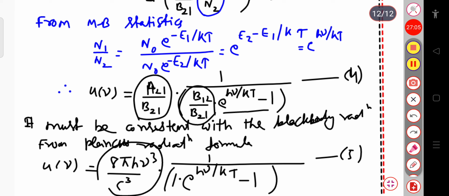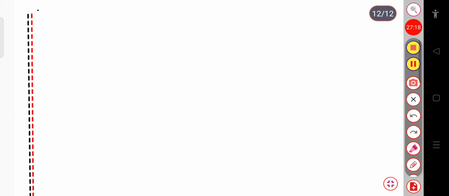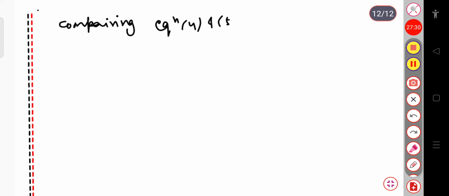So if I compare equation 4 and 5, what we will get is A21 by B21 will be 8 pi h nu cube by c cube, and B12 by B21 will be equal to 1. So comparing equation 4 and 5, we will get A21 divided by B21 equal to 8 pi h nu cube divided by c cube. This is your constant term.